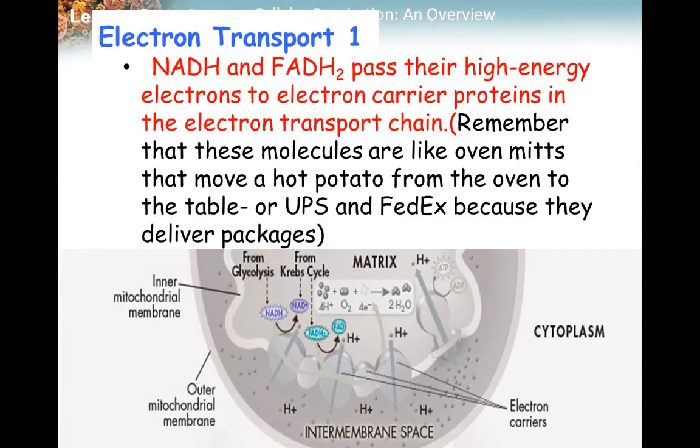So, electron transport 1. You have that carrier molecule that is NADH and FADH, so it's kind of like the oven mitt that is able to move the hot potato from the oven to the stove. Or it's like UPS. UPS carries packages from one place to the next, or FedEx, or the mail deliverer. So, NADH and FADH2 pass their high-energy electrons to the electron carrier proteins in the electron transport chain.